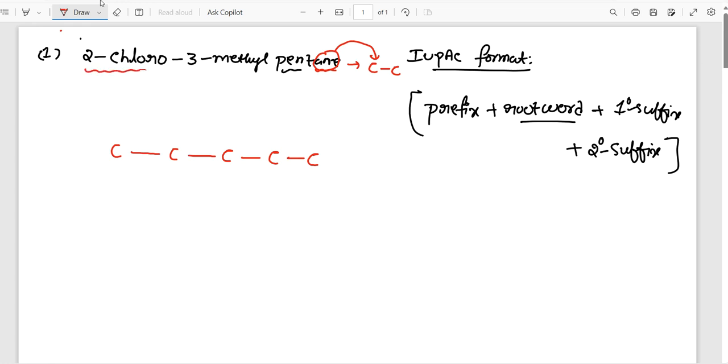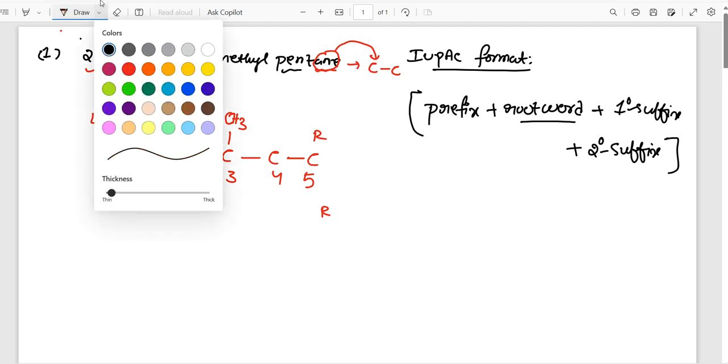We observe that at the second position, chlorine is present, and at the third position, methyl is present. So at the second position we have the chlorine, and at the third position we have CH3, that means a methyl group is present. Numbering from left to right or right to left makes no difference here, because the numbering should be lower for chlorine and then the methyl group. I hope this concept is clear to you.